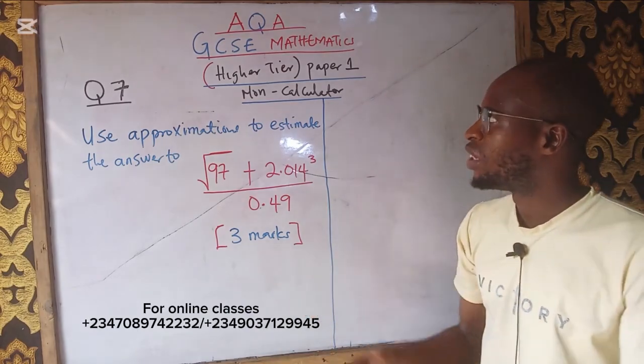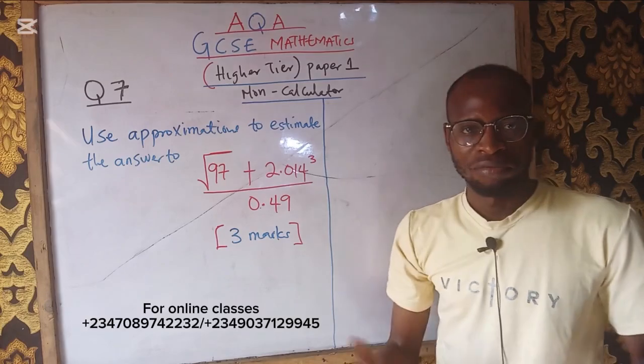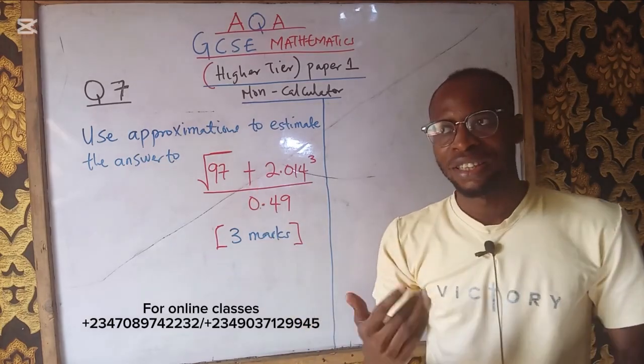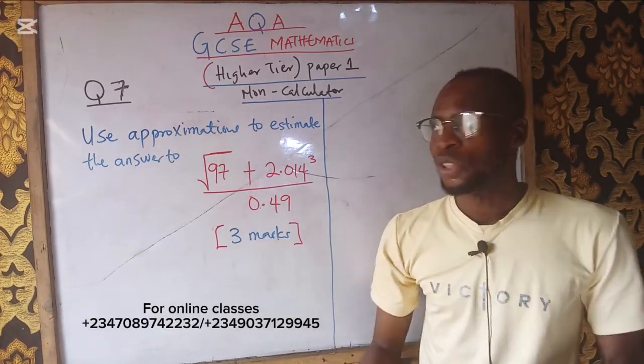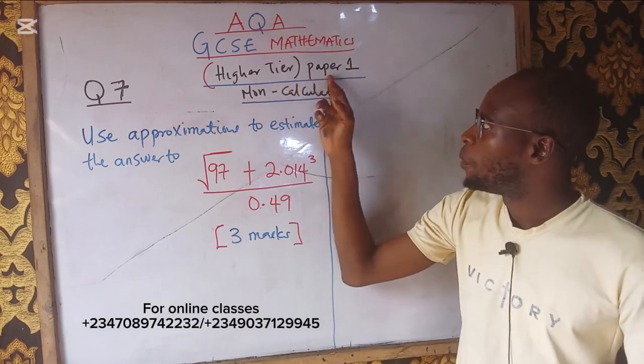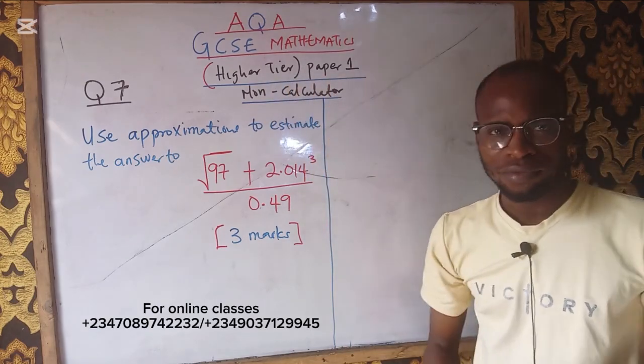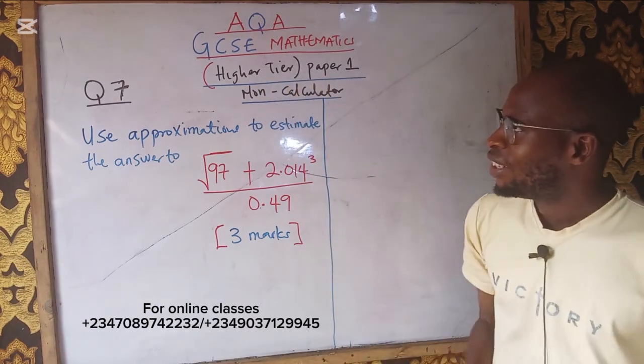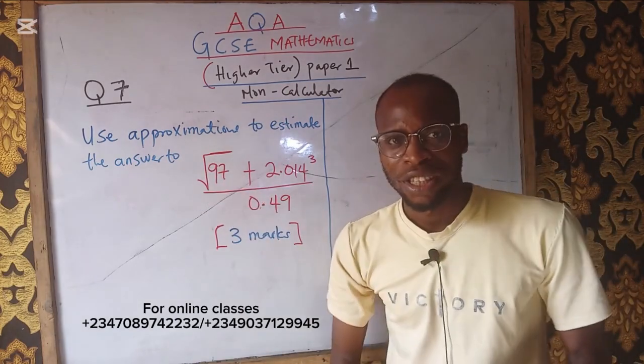Around year 11, you'd sit for this exam. That's in the UK. Then I think about 10th grade in the US also sit for this exam. They are organized by AQA. So as you can see, higher tier, paper one, non-calculator. Now, you may be wondering how do we solve problems like this without the use of a calculator?